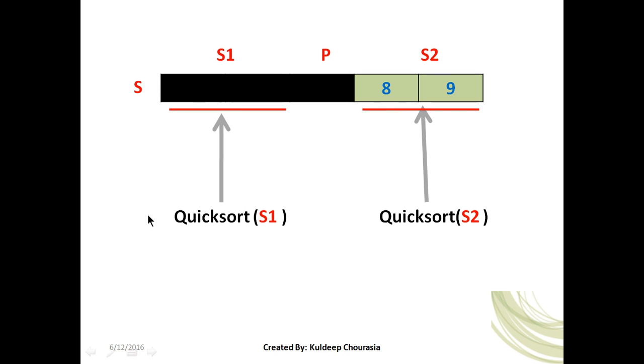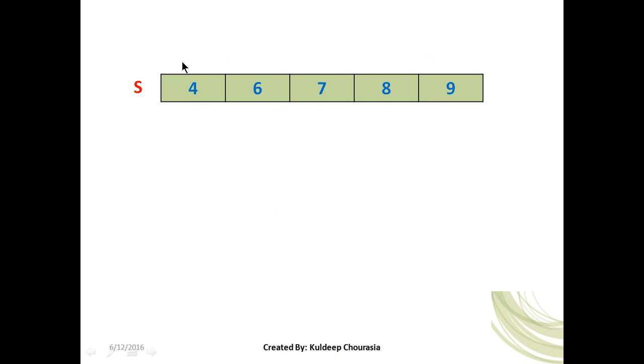So you can see we have completed Quicksort S1. Now we have completed Quicksort S2. We have sorted elements here and we have sorted elements here. So my complete array is now in sorted order. So finally my task, which was Quicksort S, is complete.